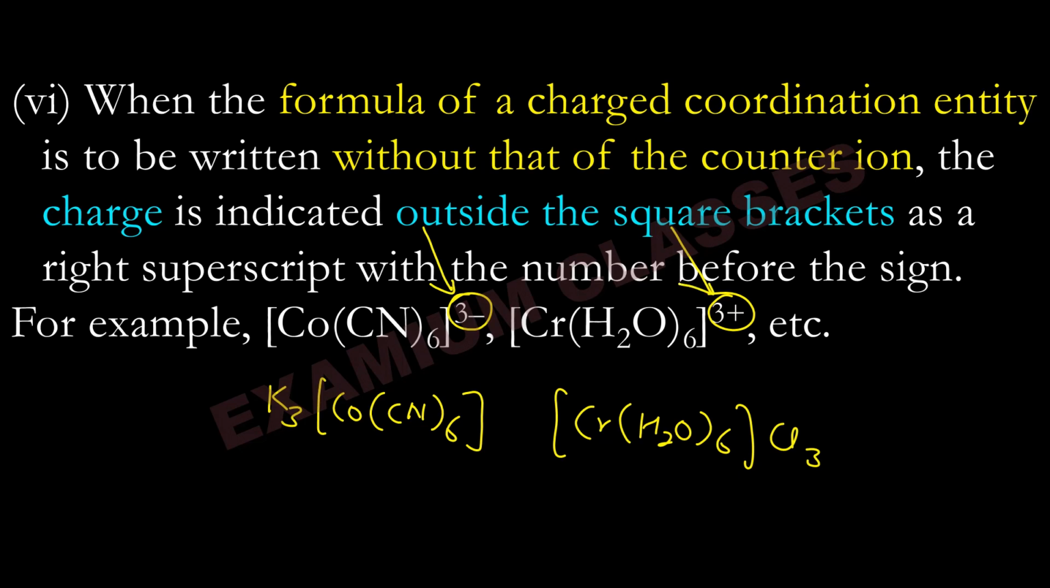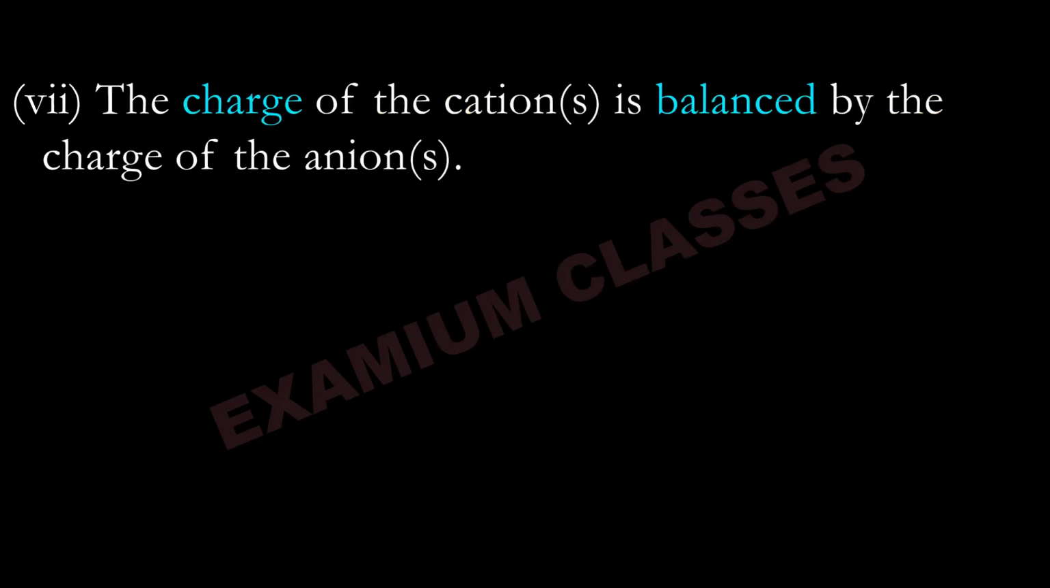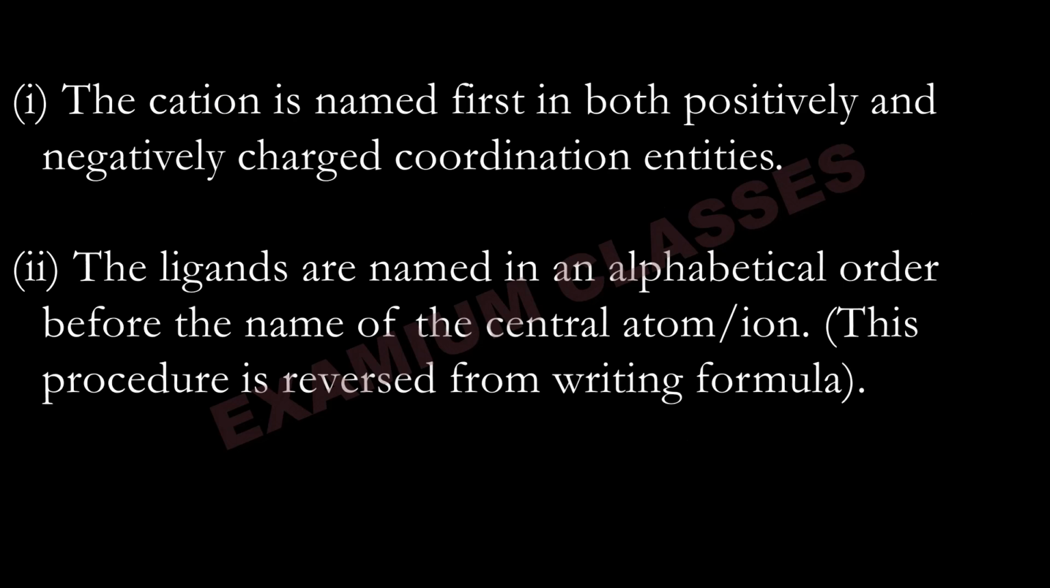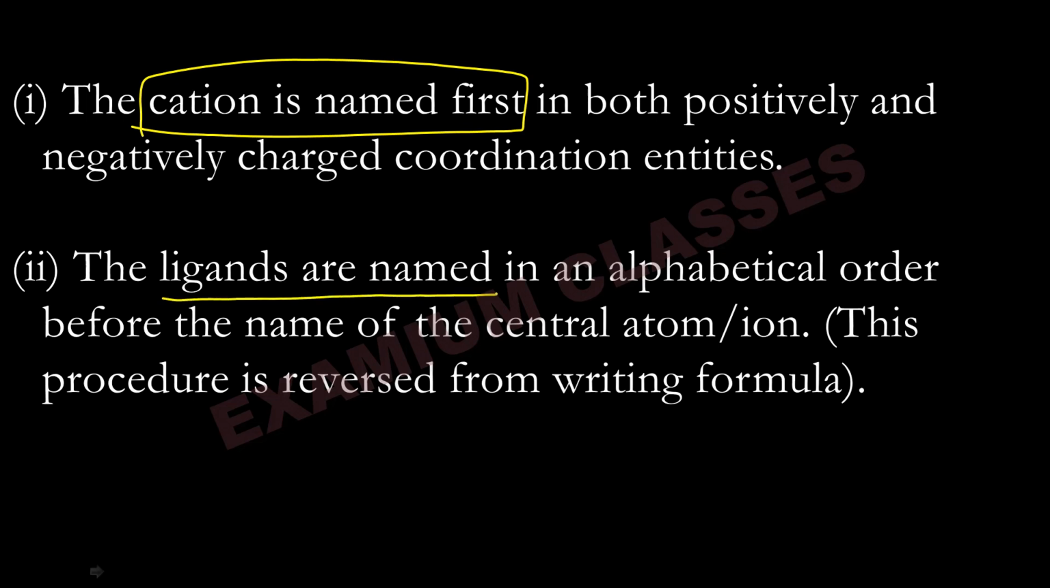But in both cases, when we name, the cation is named first in both positively and negatively charged coordination entities. Okay, means whatever is cation, whether it is coordination entity, whether it is something else, cation will be named first. The ligands are named in an alphabetical order before the name of the central atom. Means central atom will be now written after ligands.